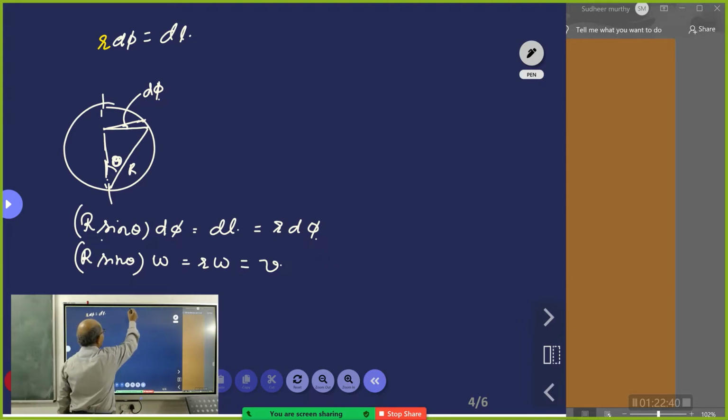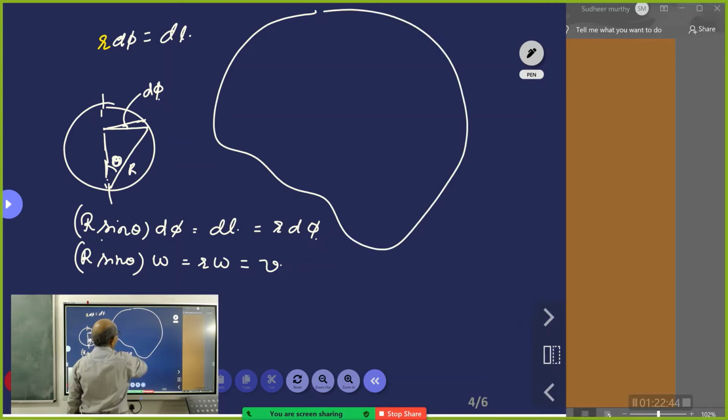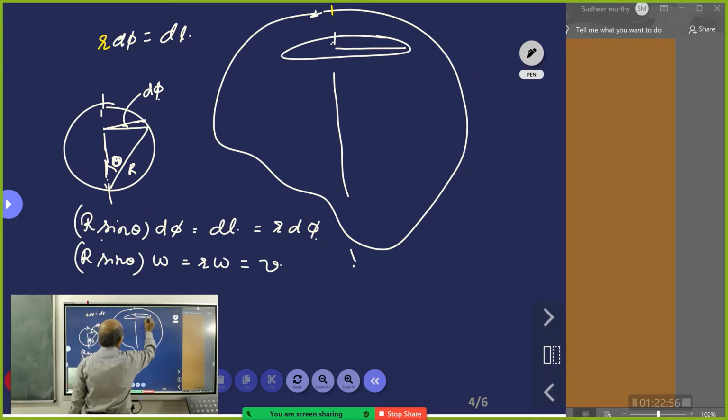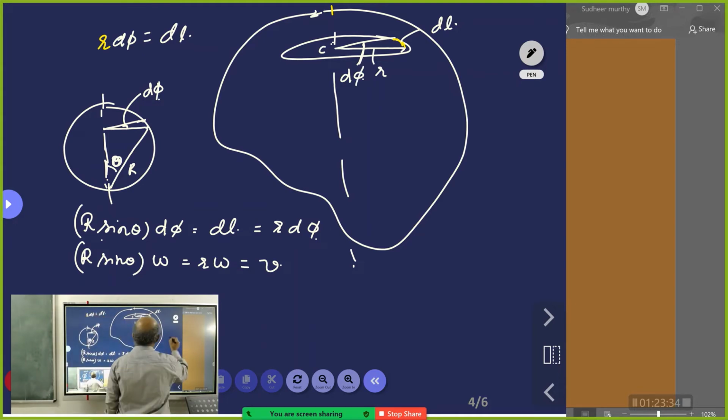Okay, I'll explain this. Now, one of your friends wants me to take an odd body. So I will take a very odd body. I will take this one. This is small r, and this will go by this, so this is d theta. I will use d phi here instead of d theta. So this point is C, and this is dl. I will use different geometry. This line is small r, and the angle it is making is d phi. Therefore, I will write dl is equal to r d phi. Any issues here?